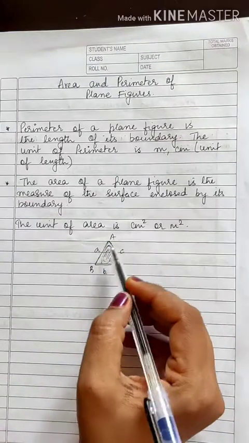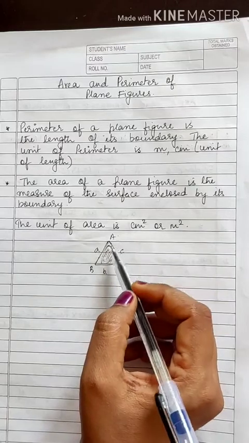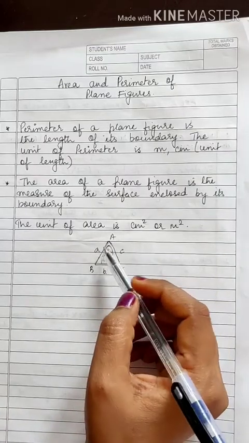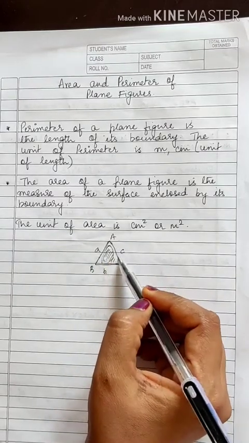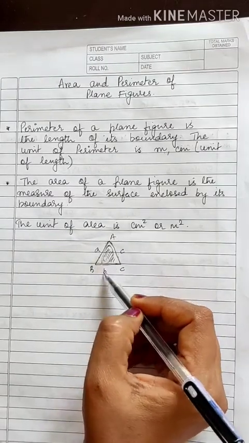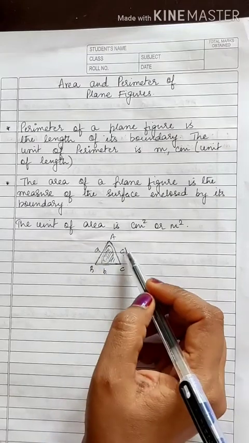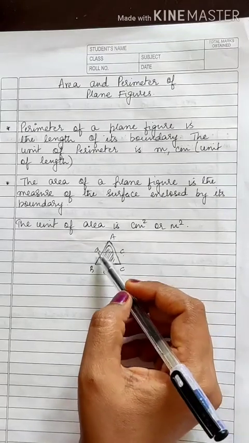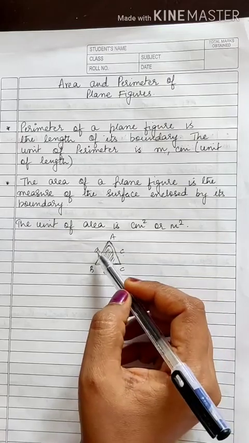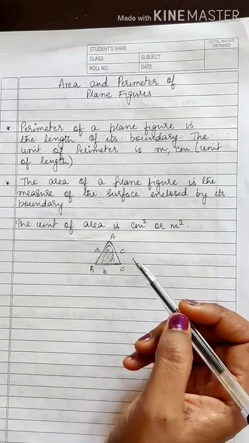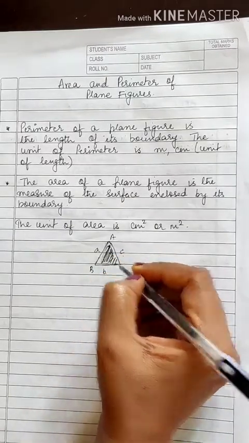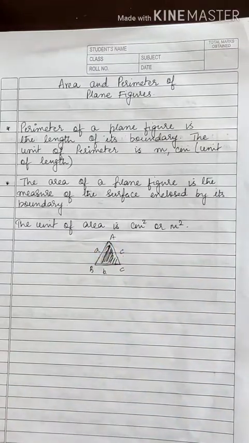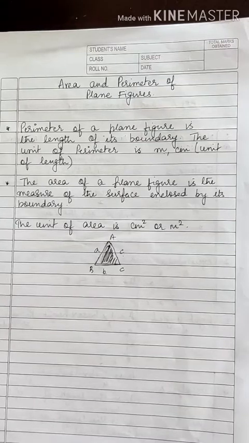Now, if I consider this plane figure, the triangle ABC, and this is the boundary of the triangle. If a, b, c are the sides of the triangle ABC, then the perimeter will be the sum of its sides, a plus b plus c. Now, what about the area? Area is this region which is enclosed by its boundary. Now, I will be giving you the formulas for the calculation of area and perimeter.